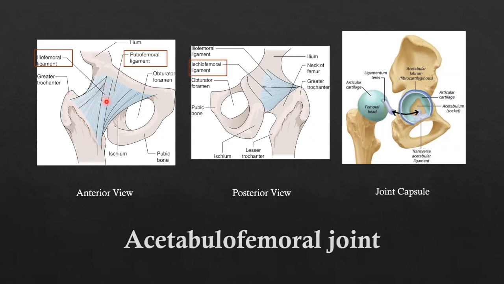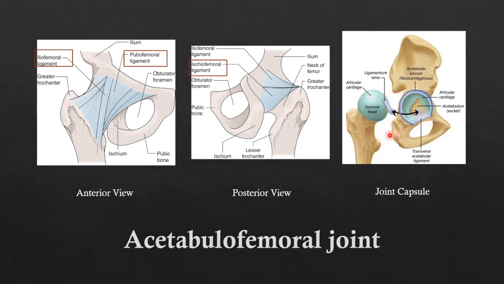Our iliofemoral ligament prevents hyperextension of our acetabulo-femoral joint. Our pubofemoral, as well as our ischiofemoral ligament, also serve to reinforce the hip joint capsule as a whole. The pubofemoral ligament can be seen more on the anterior side, and it prevents excessive abduction, lateral rotation, and extension. On the posterior side, our ischiofemoral ligament essentially limits medial rotation of the acetabulo-femoral joint.